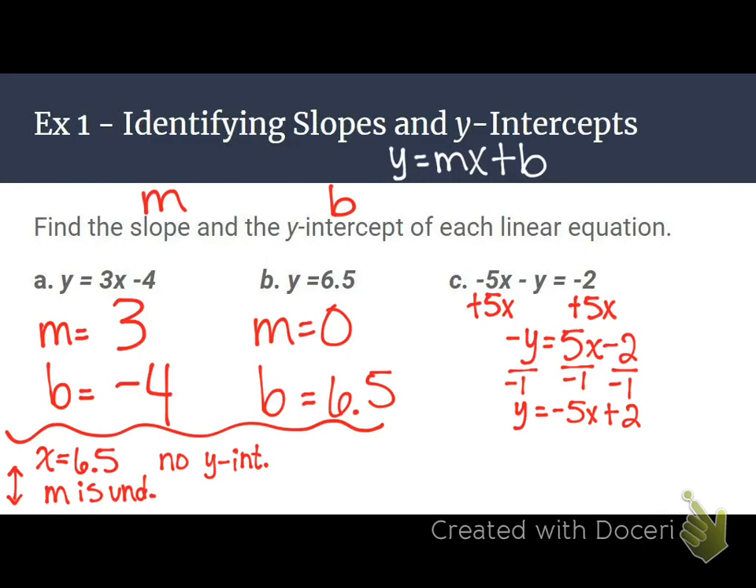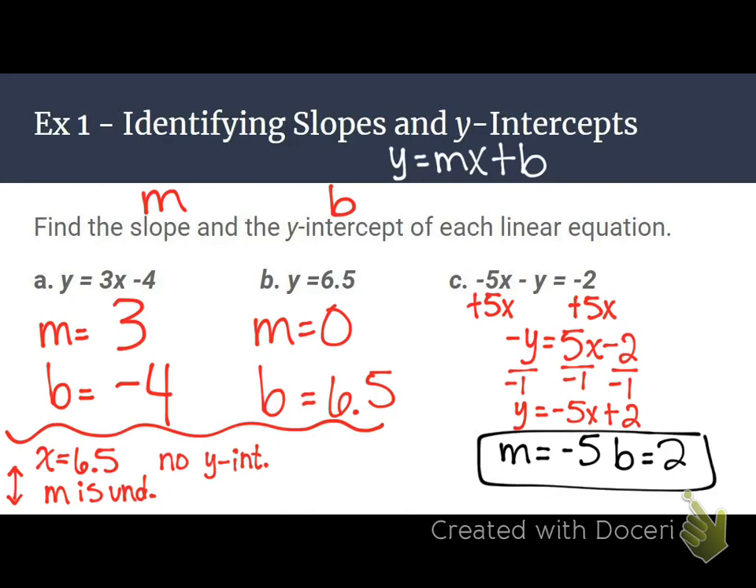The y should be alone, equals your x term, and then if you have one, your constant at the very end. Now that we've switched it all around, it should be pretty easy to identify m and b. What is our slope? And our y-intercept? Positive 2. Questions about letter C?